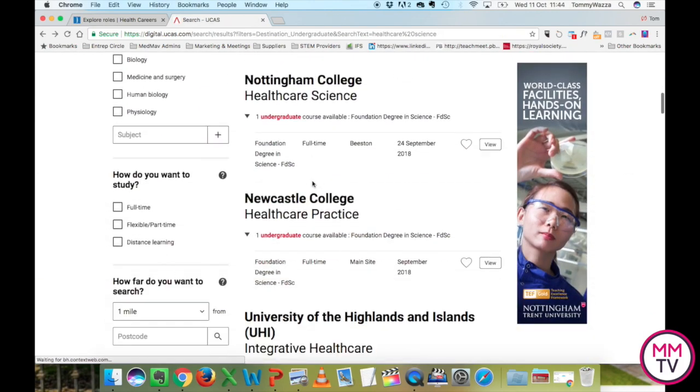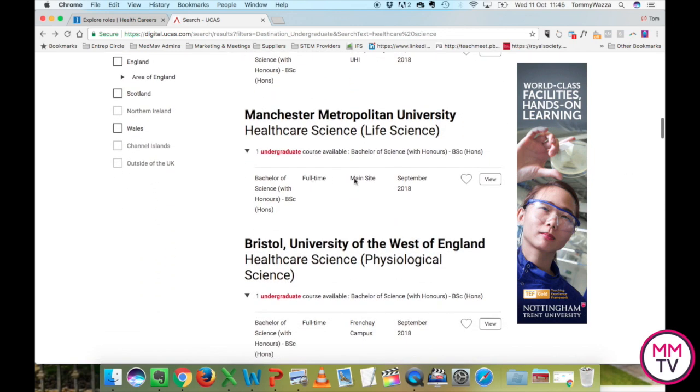Let's go to, I want to look for, let's try Manchester Metropolitan University. Okay, healthcare. Well, this one's actually, let's not do that. This is a good example though. Healthcare science in life science. So this one is all those lab careers. Okay, it's not the physiological one.